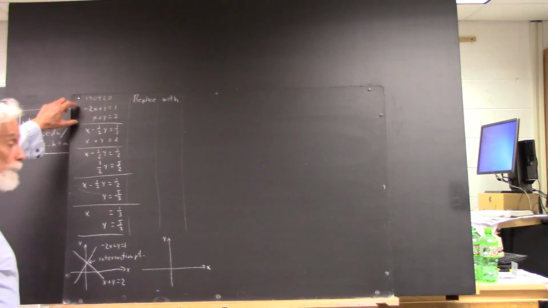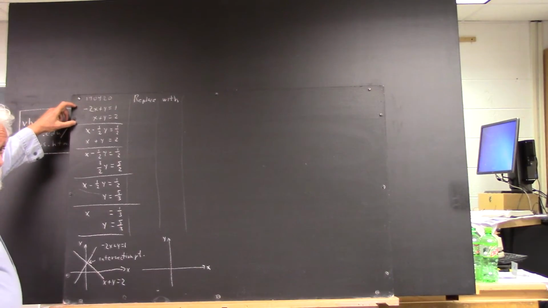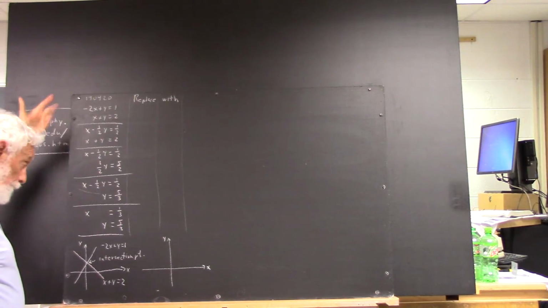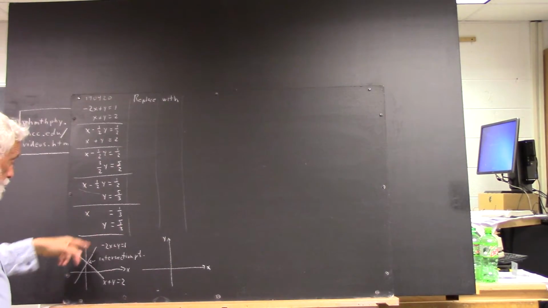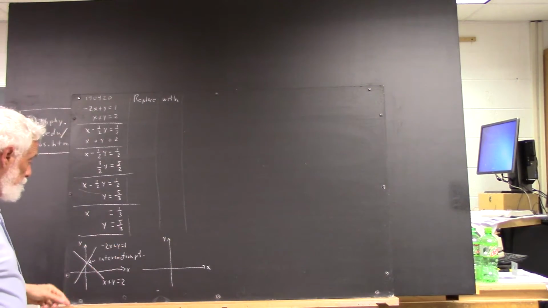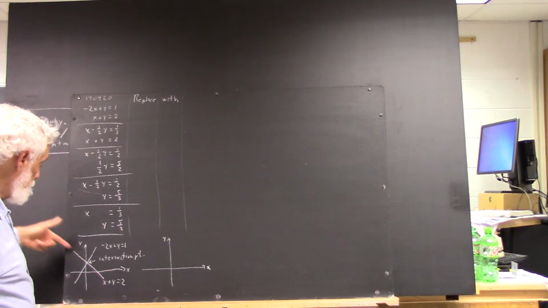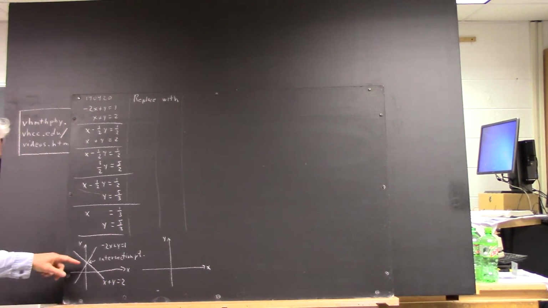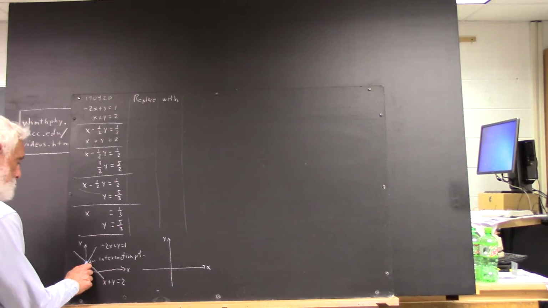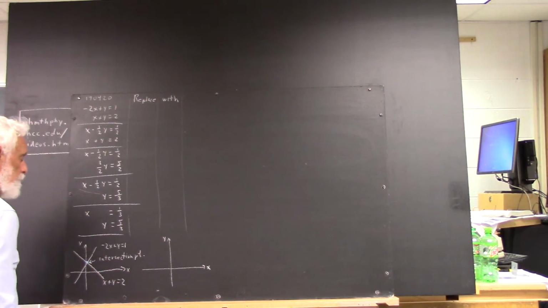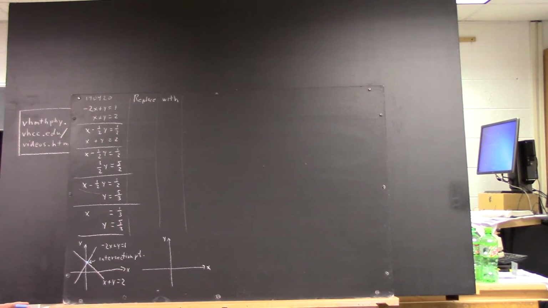Here's a system of two equations. In an earlier video, we graphed that system, and the graph looks something like this. Here's the graph of negative 2x plus y equals 1. Here's the graph of x plus y equals 2. And they have a point of intersection, which we determined to be (2/3, 5/3), but that's not particularly important right now. Right there's our point of intersection.